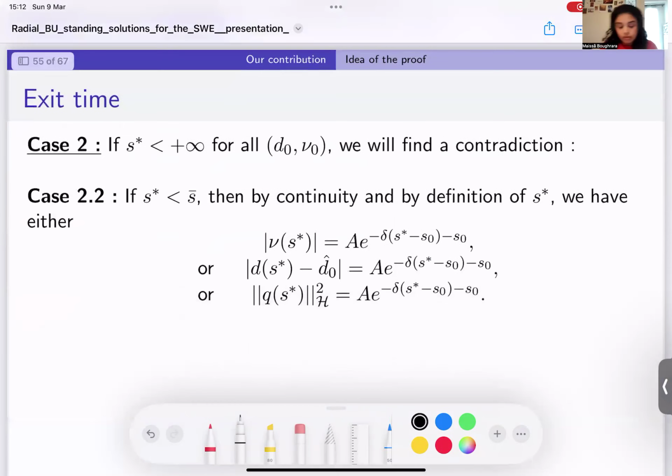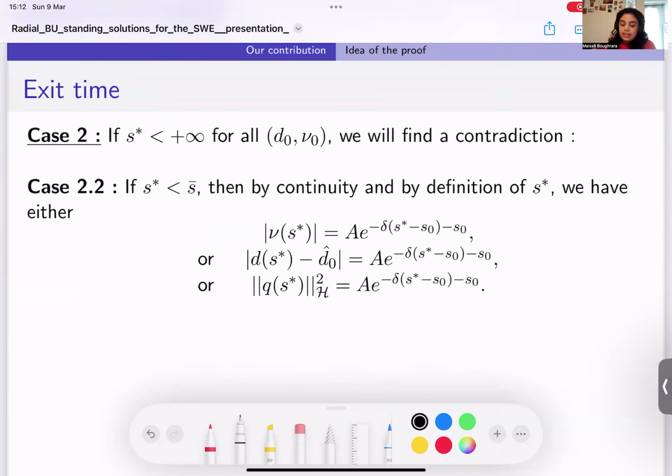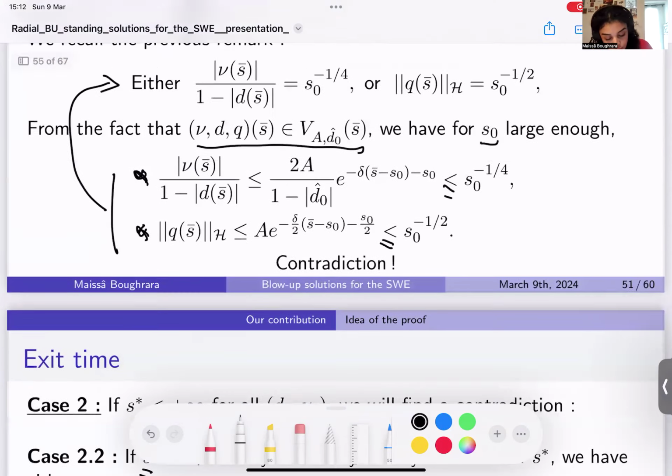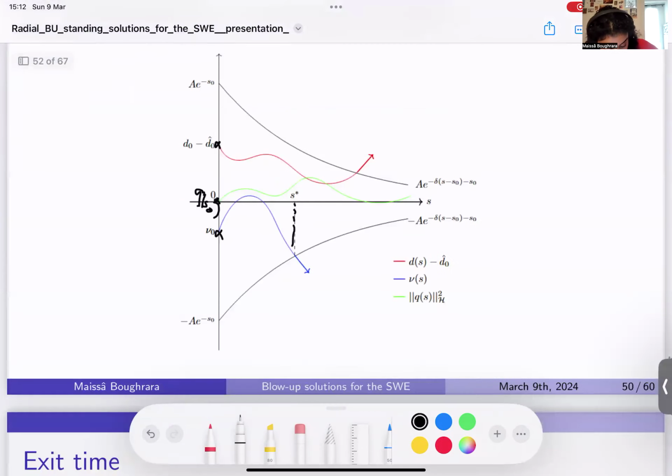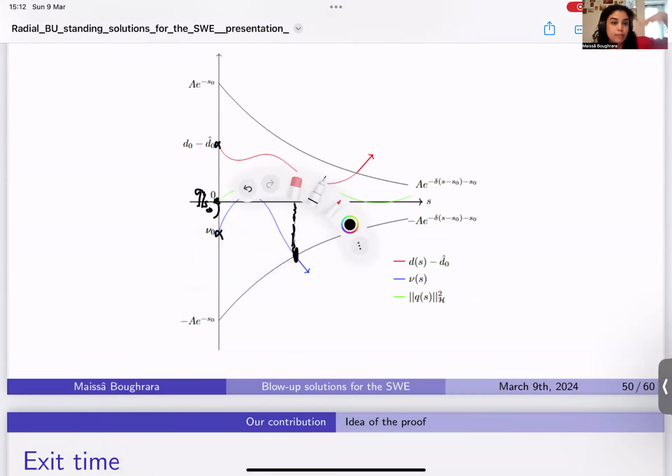Now the second case. So the second case needs more attention because we will use some topological arguments. So if we have that S star is strictly less than S bar, then by continuity and definition of S star, one of the three is going to be an equality. So let me show again the drawing. So at time S star, we will have the equality with the border of the shrinking set.